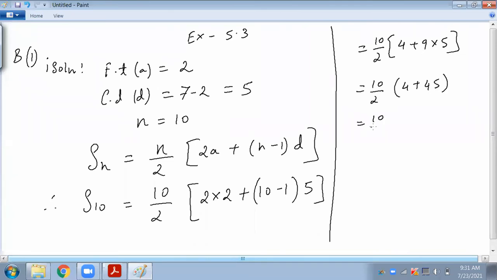So it will be 10 by 2 into 45 plus 4. 45 plus 4 is how much? 49. Then now we can just cut it at the end. It's better to cut whatever you want to cut at the end. Don't cut in the middle. So that means the sum is what? 245.